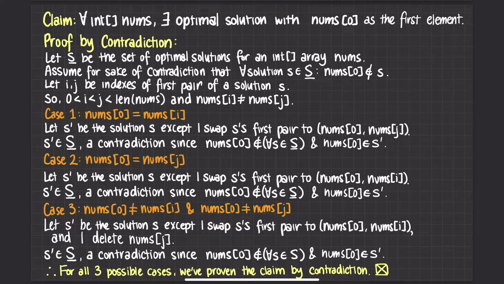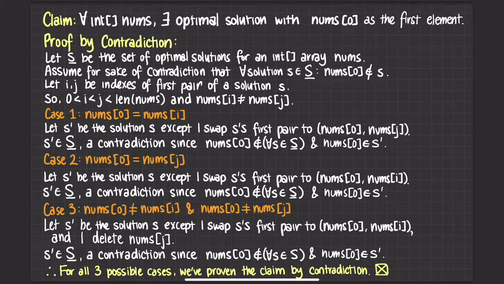Well, if nums 0 is equal to nums i, then all I have to do is denote another solution array S prime to be the exact same thing as solution S, except I just swap S's first pair from nums i, nums j to nums 0, nums j. And S prime is still a valid solution, so it belongs to the big set of S, because nums 0 is equal to nums i, and we know that 0 comes before j, making it a valid pair.